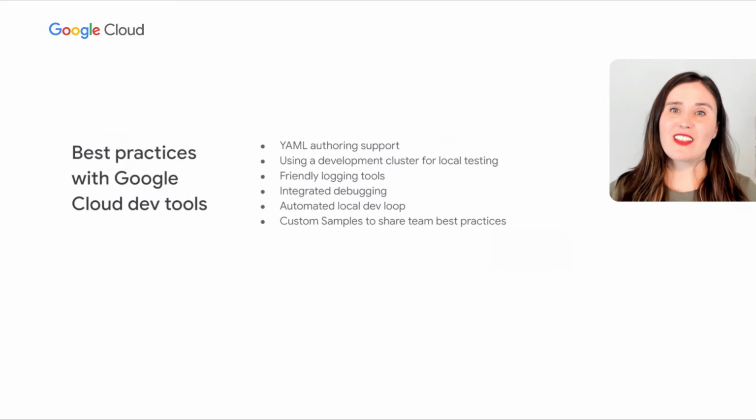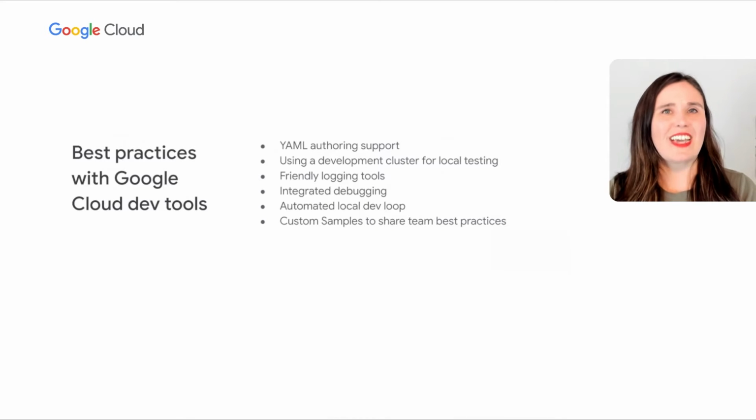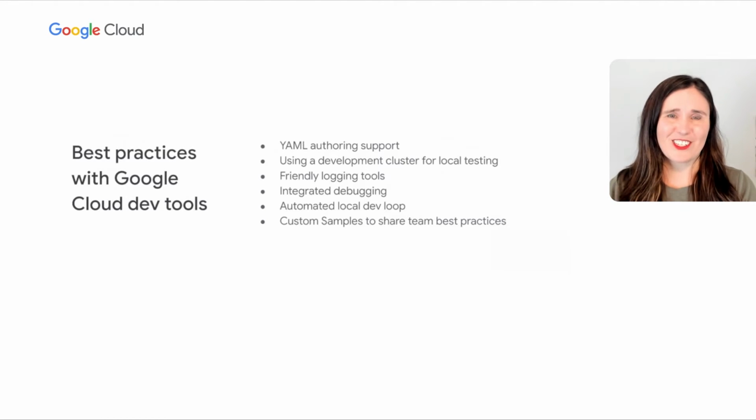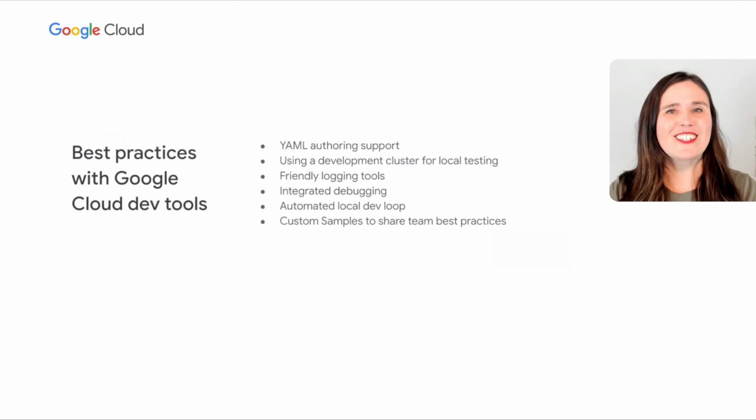Having an automated local dev loop is a general best practice, and you can set up Kubernetes iterative development using Scaffold. Scaffold has a file sync functionality that prevents you from needing to rebuild and redeploy your containers on every little change. And finally, you can use a tool like Cloud Code's custom samples to create project templates or samples to easily distribute your team's best practices.